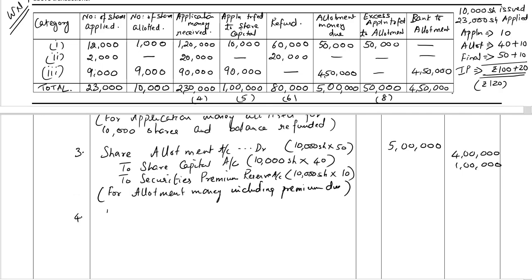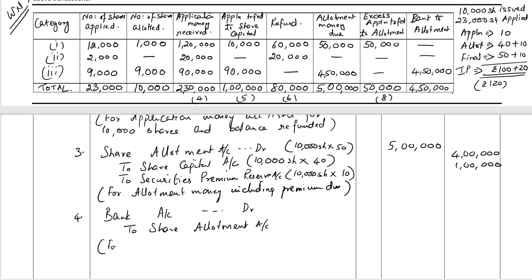The fourth entry is for the allotment money received, bank account debit to share allotment account for allotment money received. The amount is the total of the ninth column after adjusting for excess application money. It is 4,50,000 rupees.